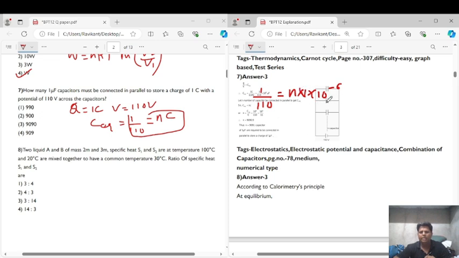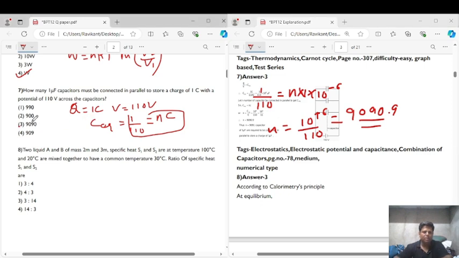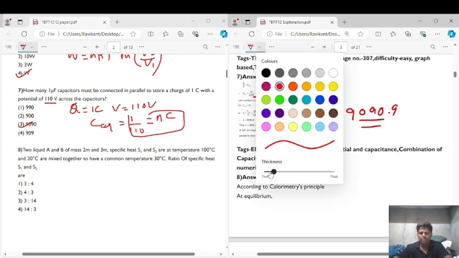Right, 1 in 10 to the power of minus 6 farad. So from here we'll get n is equal to 10 to the power of minus 6 upon 100, 10 to the power of plus 6, because this will go this side, so it will become 10 to the power of plus 6 upon 110, and dividing this we get approximately 9090.9. So according to this we can say that the correct answer for this question will be option 3, that is 9090. Capacitors when connected in parallel will get 1 coulomb of charge stored in it at a voltage of 110 volt, right? So now let's see question number 8.